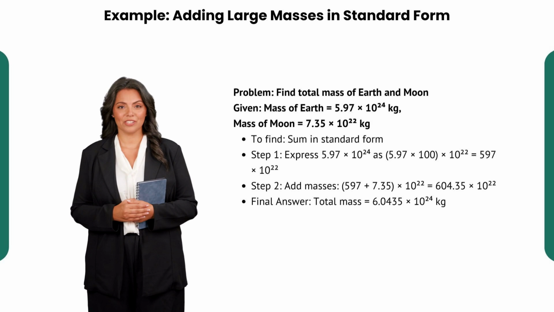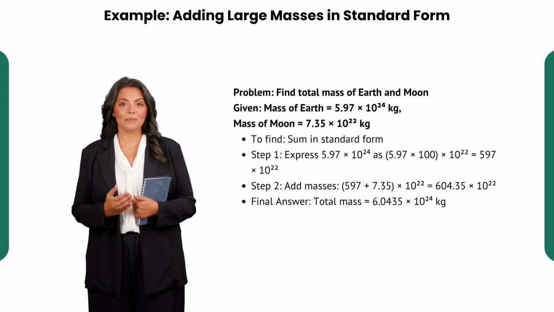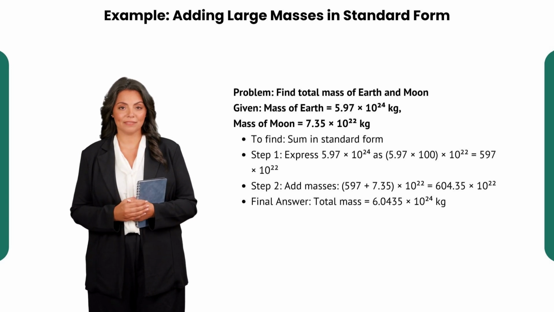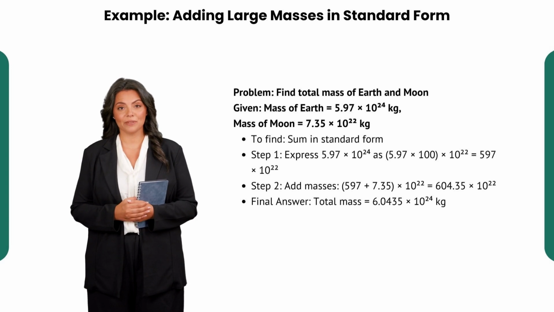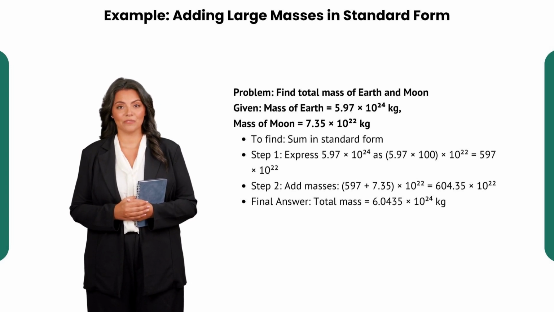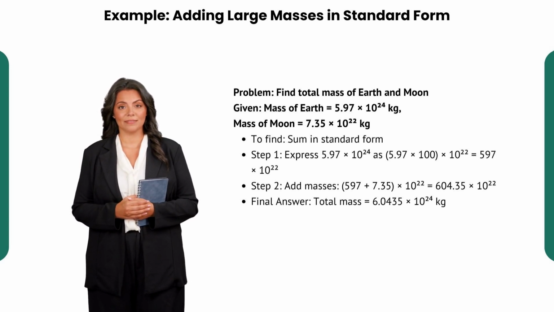The final answer is 6.0435 times 10 to the power 24 kilograms. This shows how standard form helps work with very large numbers easily by handling coefficients and exponents separately.